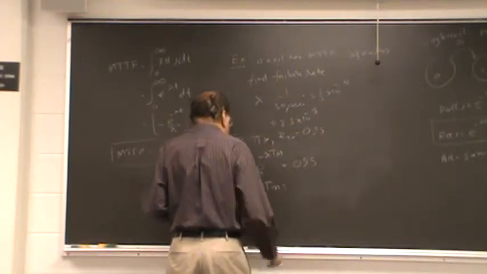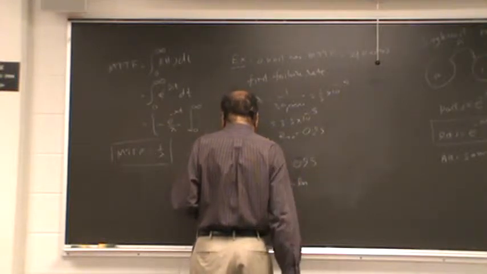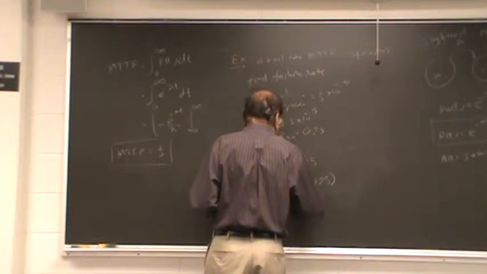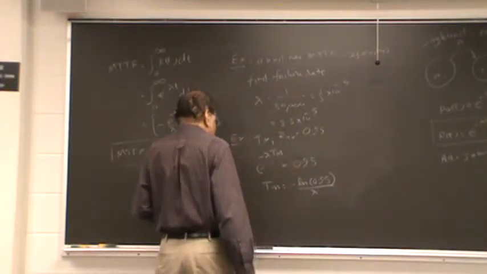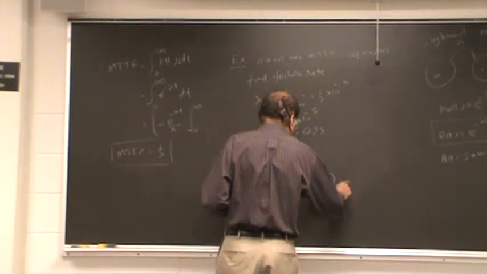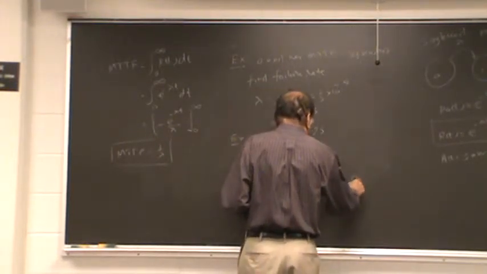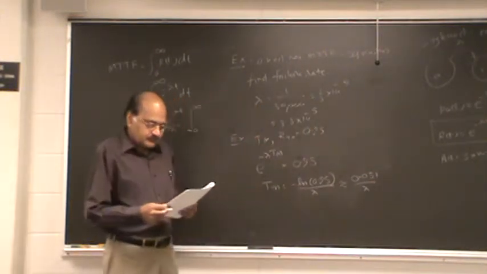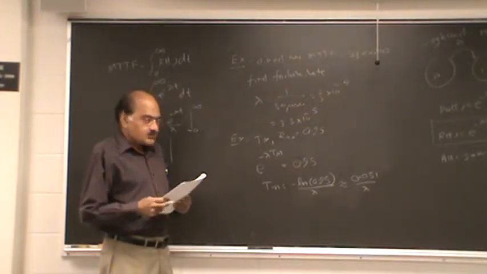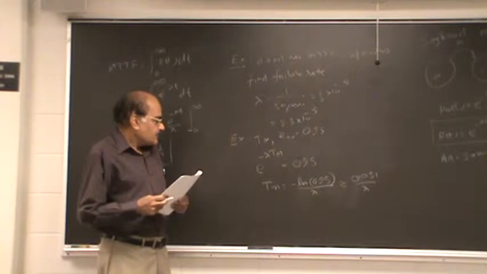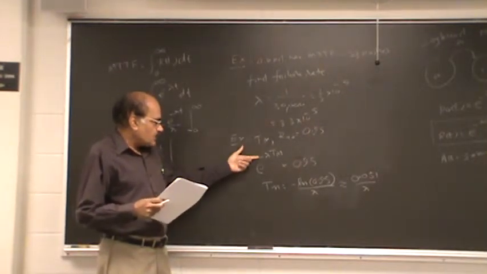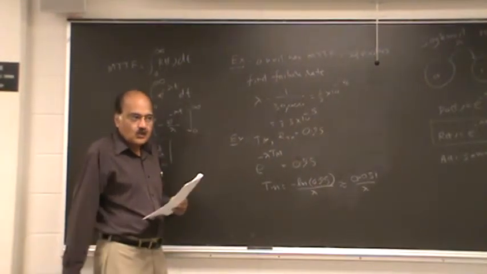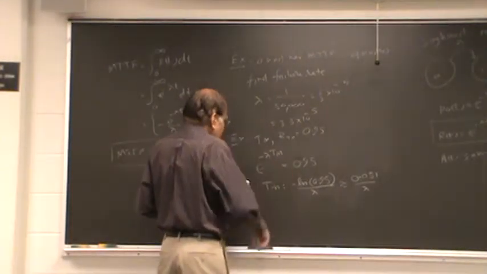You can easily solve for Tm. Take log of both sides and you get natural log of 0.95 divided by lambda, and that is approximately 0.051 divided by lambda. Questions on this? So remember, whenever you go from power to something like this, typically you have to take log of both sides and do some rearranging.